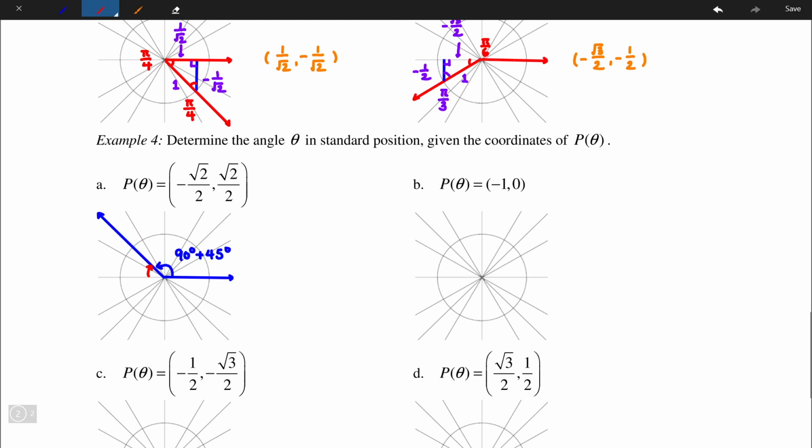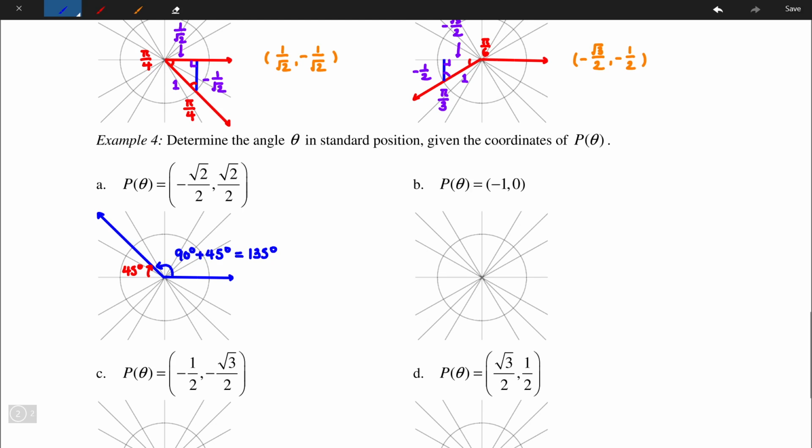And we know that the reference angle must be 45 degrees because the root 2 over 2 and root 2 over 2 are associated with the 45, 45, 90 triangle. So that's how we can get 90 plus 45 for the angle measured, which of course is 135 degrees.